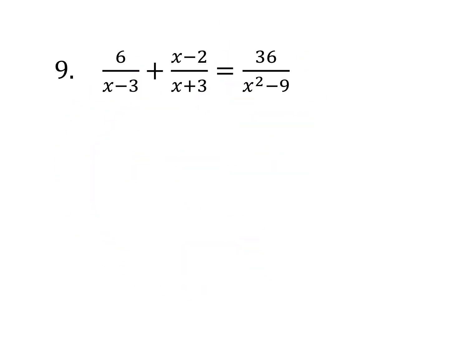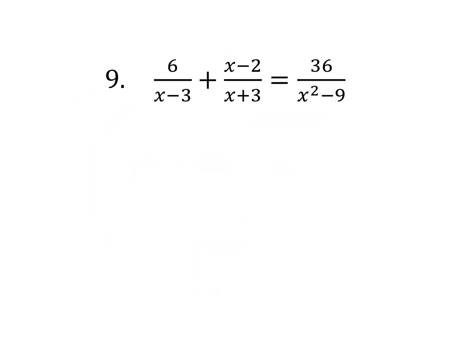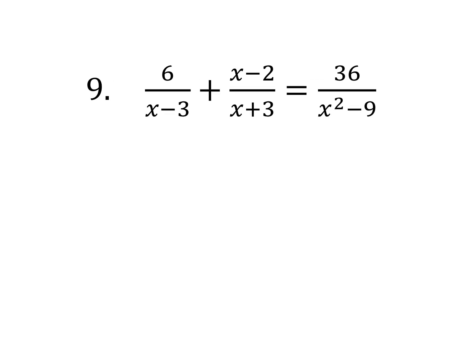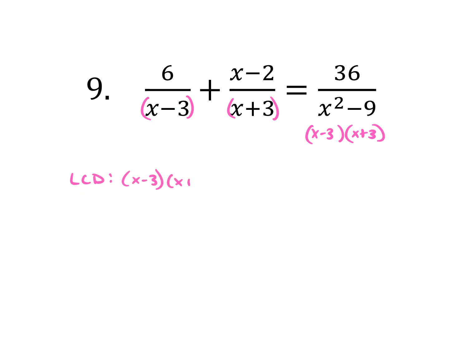So for number 9, when we have multiple fractions, we need to find our least common denominator. So I want to factor all of my denominators. The first one's factored. We got x minus 3. Second one's also factored, x plus 3. How could I factor our third denominator, x squared minus 9? It's a difference of squares. What would it factor into? X minus 3, x plus 3. Awesome. So our least common denominator would be x minus 3, x plus 3.